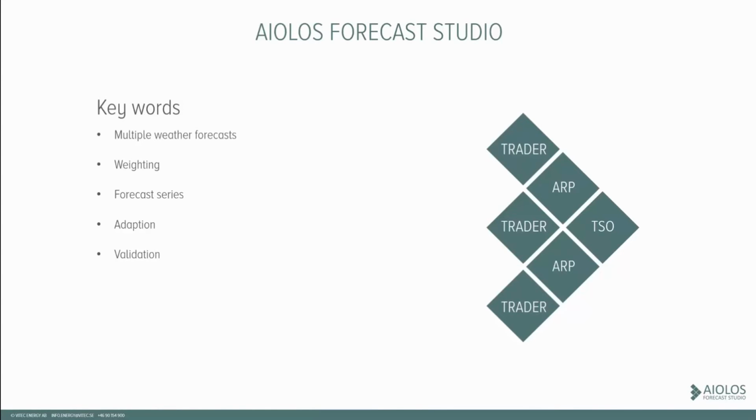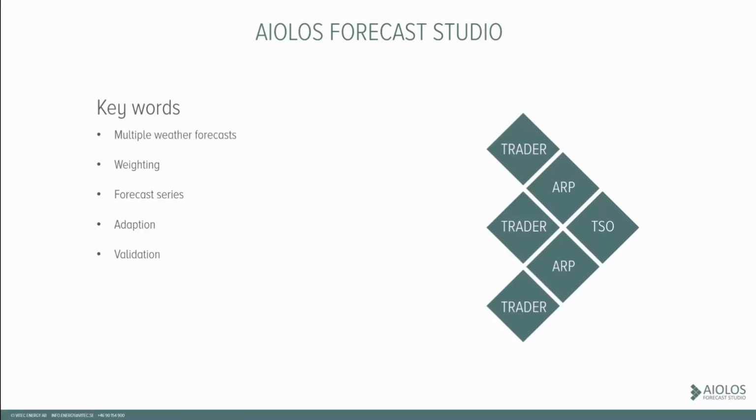There are a few keywords that are important to understand in this demonstration, so let's have a look at those. Multiple weather forecasts. Aiolos can handle more than one weather supplier. In fact, most customers run maybe 4, 5, 6 suppliers in the system. If you have your own supplier today, that's something that we could use and implement in Aiolos, or you can use the one that follows with the system.